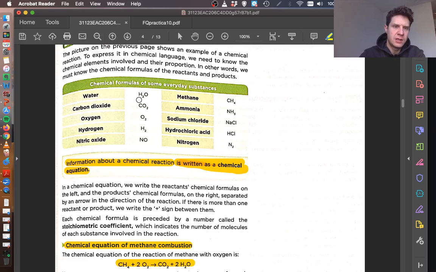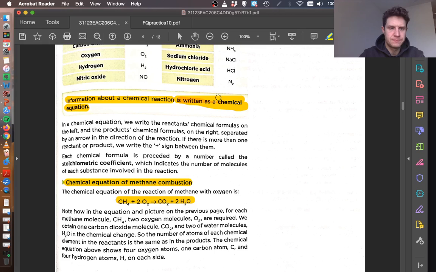Water, H2O, carbon dioxide, CO2, oxygen, O2, hydrogen, H2, nitric oxide, methane, CH4, ammonia, NH3, sodium chloride, NaCl, sodium and chlorine, hydrochloric acid, and nitrogen. These are very common substances, very common molecules.